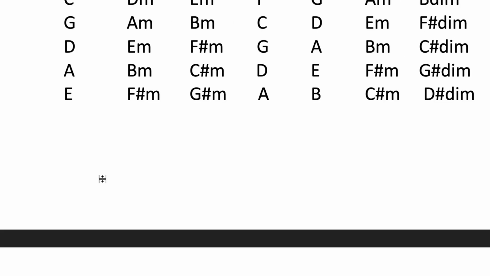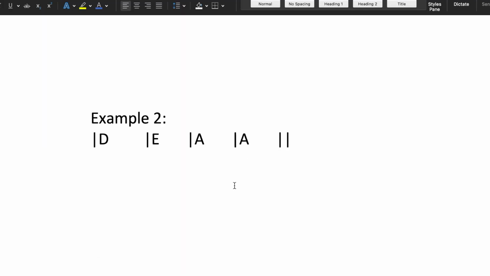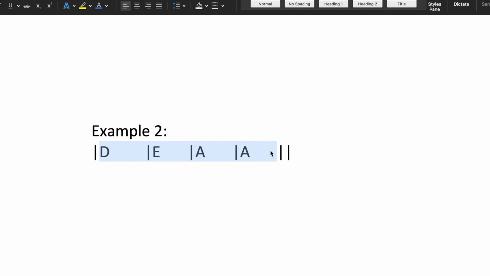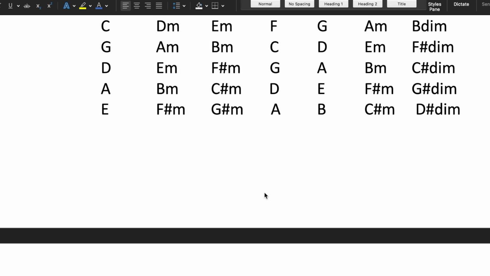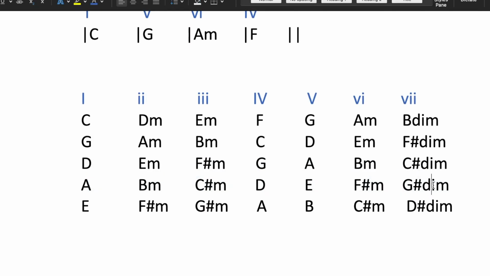Now here's another example. The problem we have here is we don't know how that D is functioning or behaving. Because if you come back here, you'll see the D chord could be a 5 chord in the key of G, it could be a 1 chord in the key of C, or it could be a 4 chord in the key of A. We don't know yet, but let's look ahead. When you look at the other chords, you'll see D, E, A, A. Well, the only key from our little list here that all those chords belong to is this one here, the key of A.